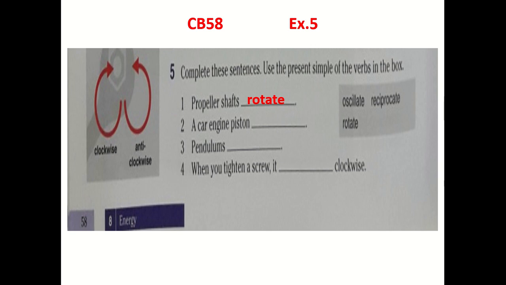Good. The next one is a car engine. Now is this singular or plural? You're correct. It's singular. So how does a car engine piston move? You're right, reciprocates. So now, because this is singular, we add s to the verb. Pendulums. This is plural, so we're going to add no s. So we have the base form of the verb. And the subject here is it, which is singular. And screw, when you tighten a screw, what happens? It rotates. So is it rotates or rotate? That's correct. Rotates, because the subject, it here, is singular.